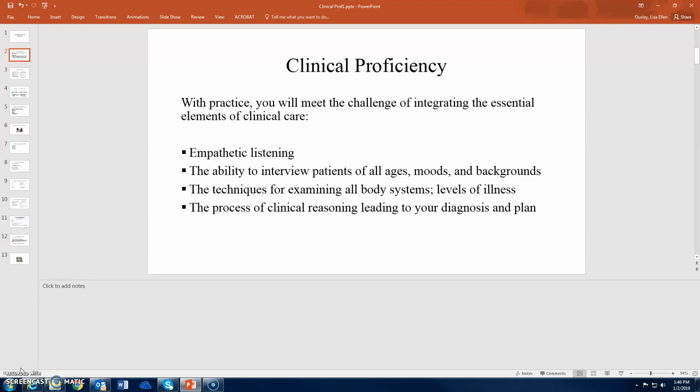They include empathetic listening, the ability to interview patients of all ages, moods, and backgrounds, the technique of examining all body systems and levels of illness, and finally the process of clinical reasoning that leads to your diagnosis and plan. Your experience with history taking and physical examination will grow and will trigger the steps of clinical reasoning from the very first moment of the patient encounter.